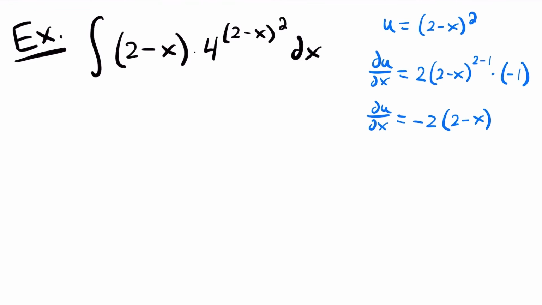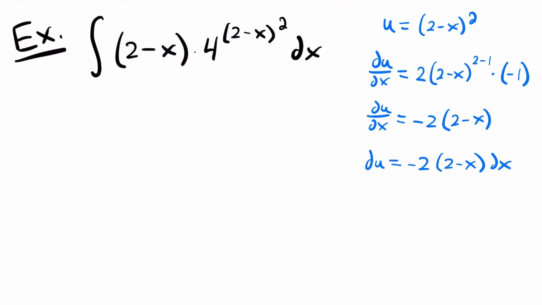All we have to do to finish it off is to solve for du and make sure that what is on this side of the equation can be found in our integral. And so let's finish this up. Let's multiply both sides by dx and solve for du. So we'll have du is equal to negative 2 times 2 minus x dx.